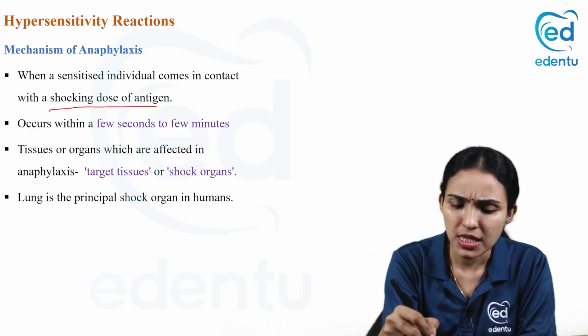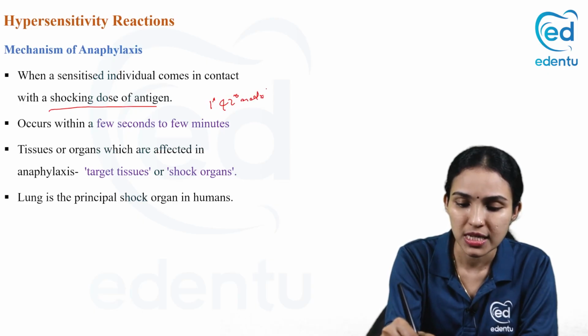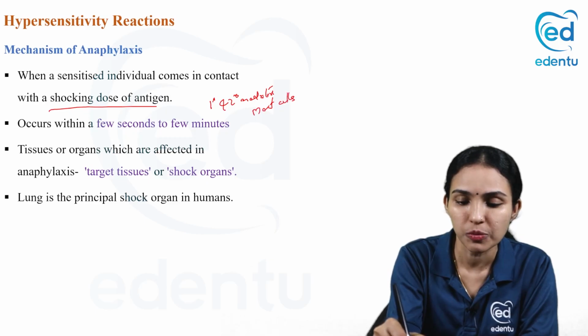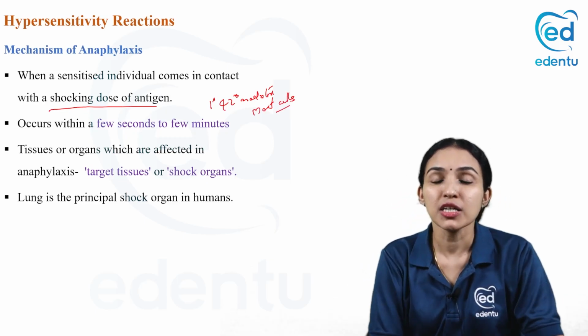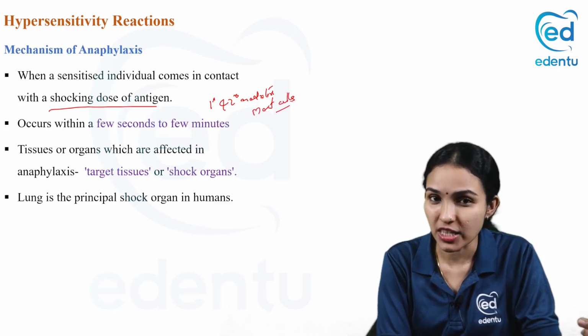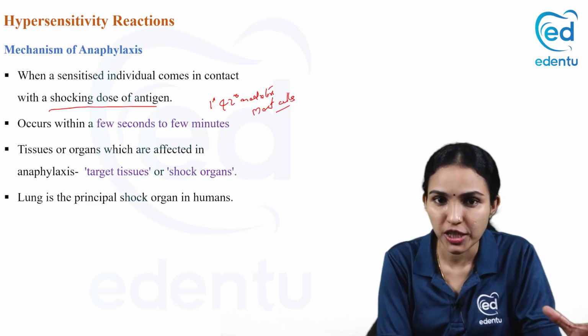And what happens is, there is sudden release of the primary and secondary mediators from the mast cells. What are the primary mediators? Histamine and serotonin. What are the secondary mediators? Those are the prostaglandins and thromboxane. They have actions like vasodilatation, bronchoconstriction, and smooth muscle contraction. So all these will affect different organs.